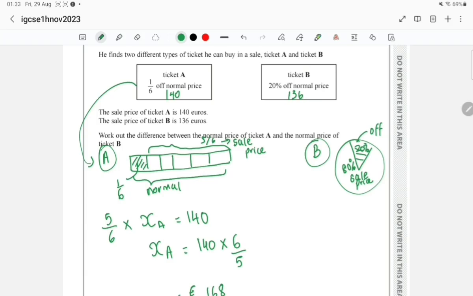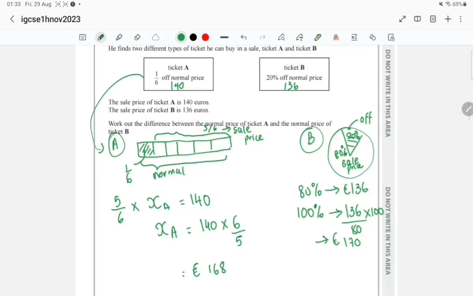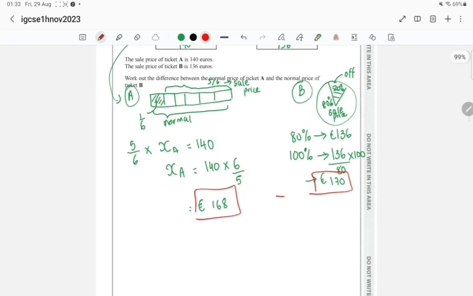Now, this price, I know what it is because it says that the sale price of ticket B is 136. So 80% represents 136 euros. So 100%, which was the original price, would be 136 divided by 80 to find 1% and then multiply by 100. So this will give me 170 euros. So now if we take the difference between these two, 168 and 170, you will find that we will get 2 euros.